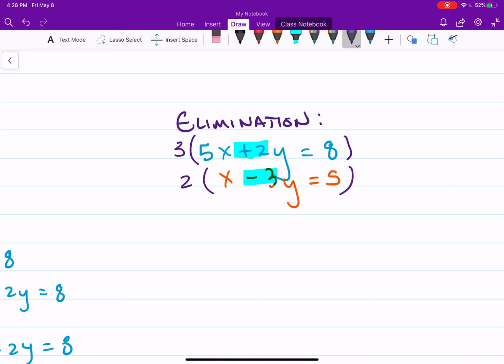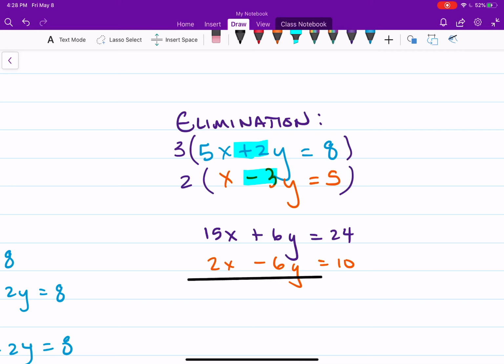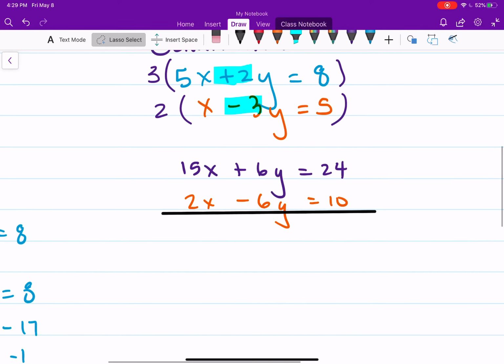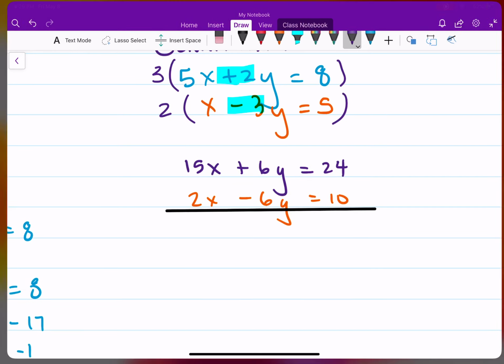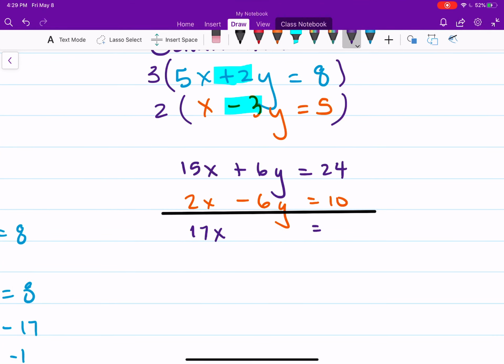So let's see what happens. I get 15x plus 6y is equal to 24, and I have 2x minus 6y is equal to 10. So what I need to do from here is add. If I add these two, what do I get? I get 17x is equal to 34. So x is going to equal 2.